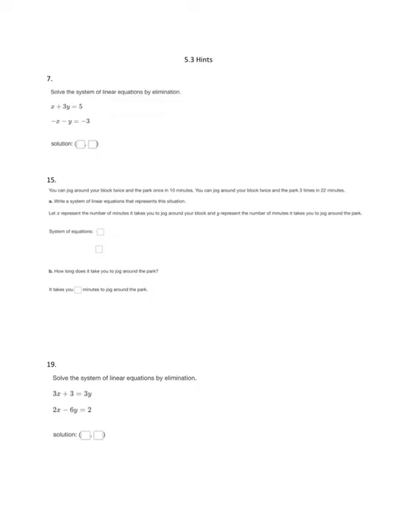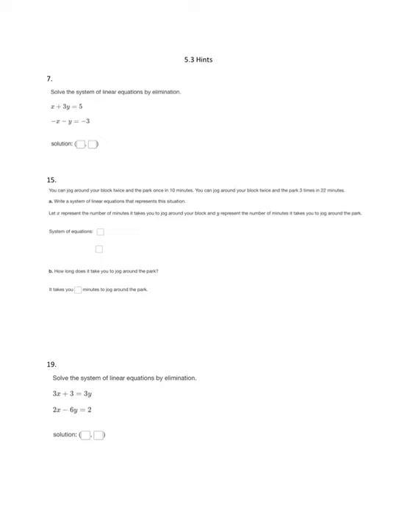Students, this is your hints video on lesson 5.3, solving systems of linear equations using elimination. Your first several problems give you a system in which you don't need to manipulate one of the equations before you either add or subtract them. So that first step is kind of done for you. Number 7 is an example of that.